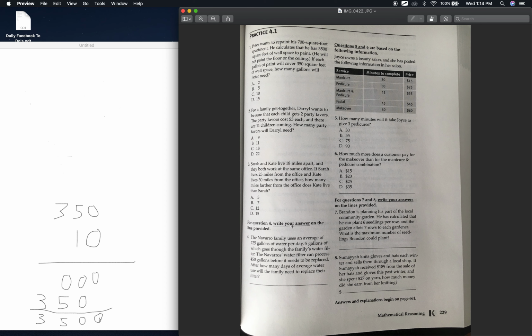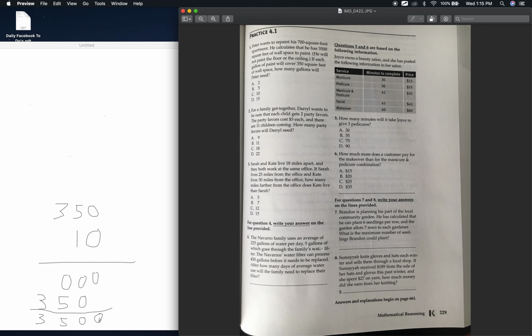For question 4, write your answer on the line provided. The Navarro family uses an average of 225 gallons of water per day, 5 gallons of which goes through the family's water filter. The Navarro's water filter can process 450 gallons before it needs to be replaced. After how many days of average water use will the family need to replace their filter? So don't get confused by the average water use, because this is the average water use, 5 gallons of which goes through the family filter.